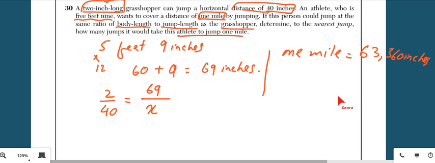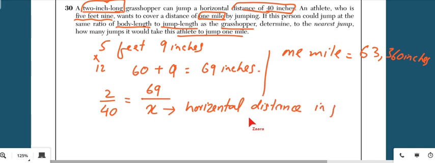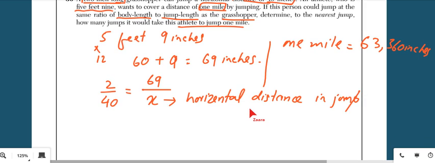x is the horizontal distance that the athlete will cover in one jump. Is it clear? Look, it was height over horizontal distance, or the jump length, right? So I wrote it the same, height over jump length. Now I have to find this x. So I'm just cross multiplying them. So 2x equals 69 times 40.